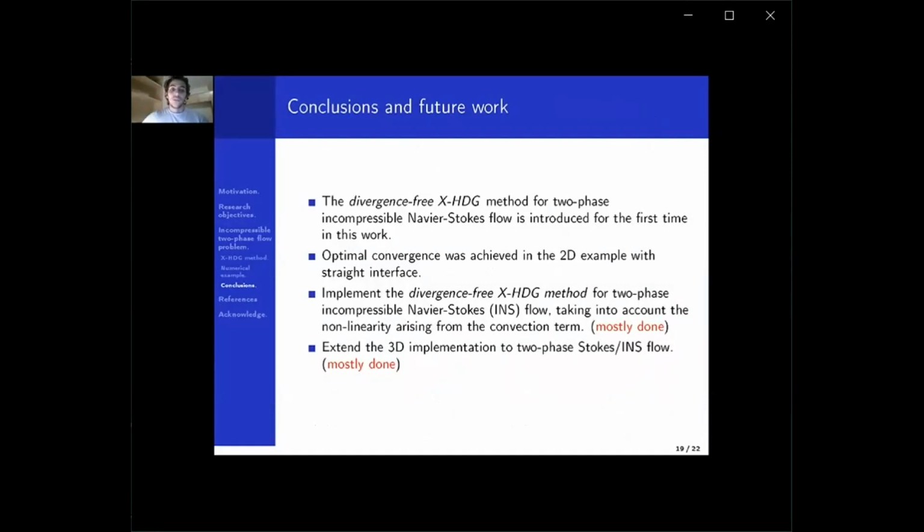And as future work, I'm going to implement this for the full Navier-Stokes equation, taking into account the nonlinearity coming from the convection term, and also extend to the 3D implementation, which is mostly done.